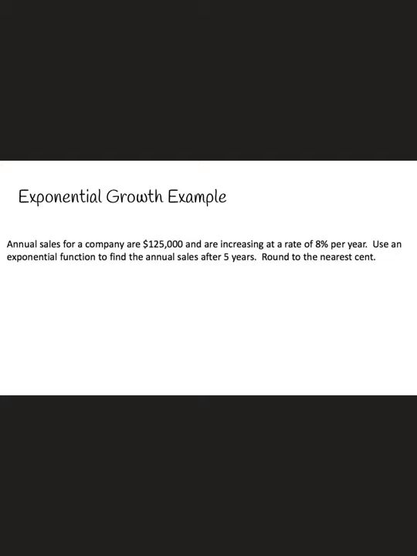Our example says that annual sales for a company are $125,000 and are increasing at a rate of 8% per year. Use an exponential function to find the annual sales after 5 years. And then they want us to round to the nearest cent. So what I always suggest to do is take a look at the problem and identify the important information first. There are a lot of words in here that we don't need. Let's find out the stuff that matters.